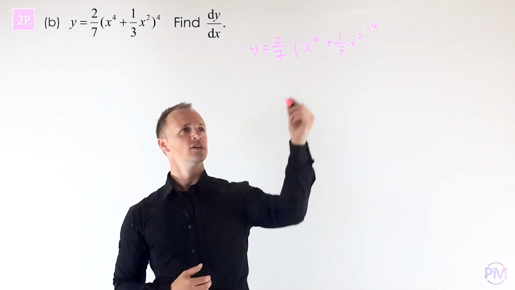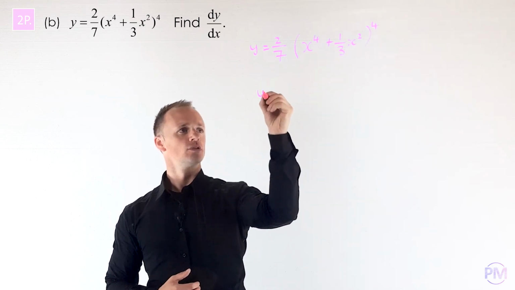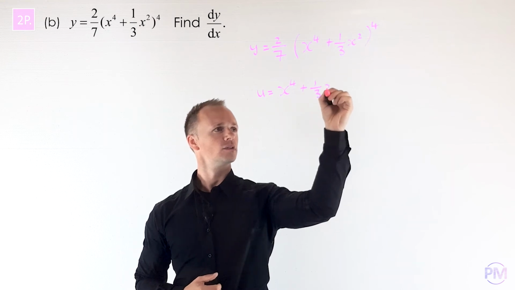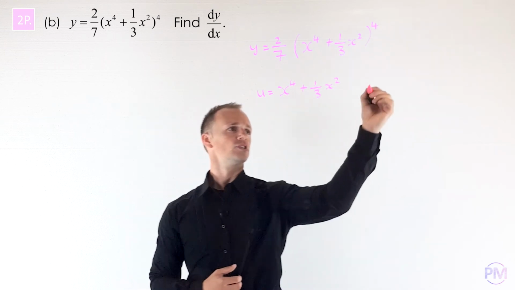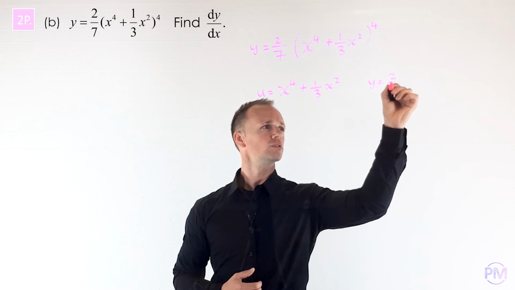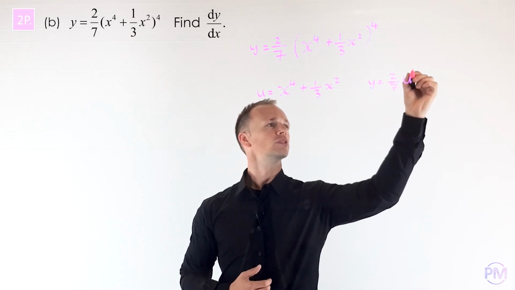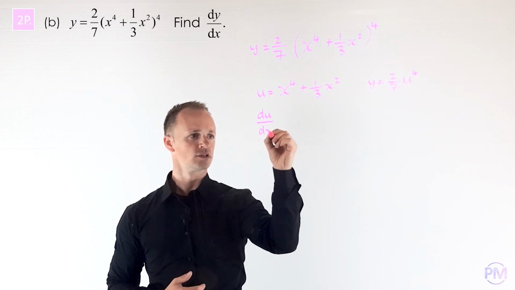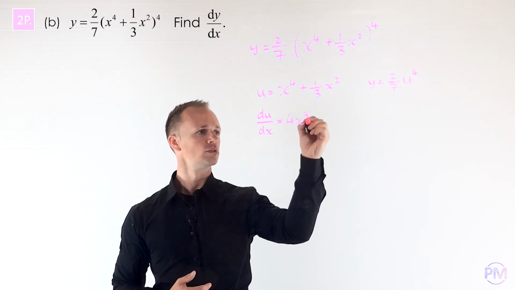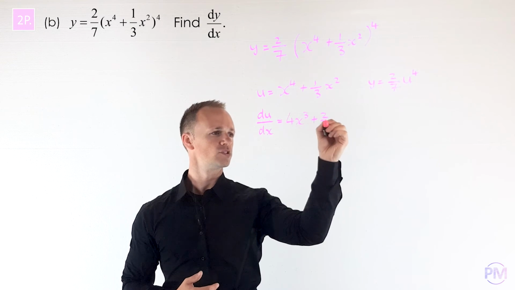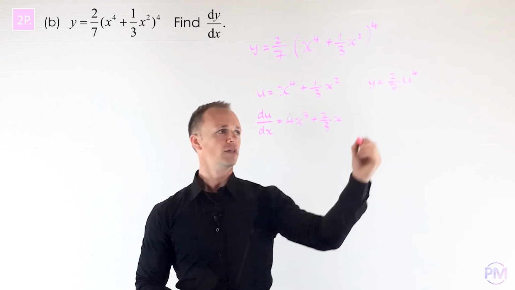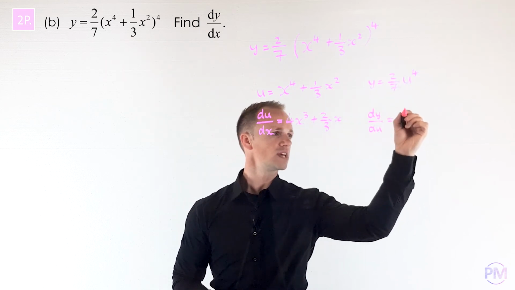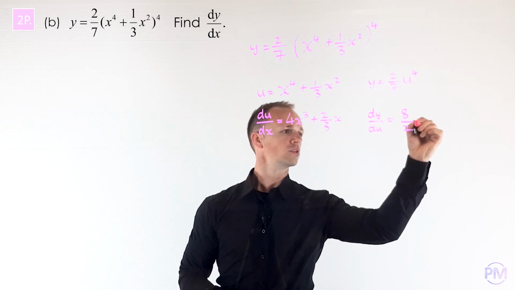Okay, this one's a little bit more complicated then. So this time we've got an inner function which is u equals x to the power 4 plus 1/3 x squared. That gives us y equals 2/7 of u to the power of 4. From here we can differentiate these two functions, so we get du by dx is equal to 4x cubed. 2 times 1/3 is 2/3, so we get 2/3 of x. And then here we get dy by du equals 4 times 2/7 is 8/7 u cubed.